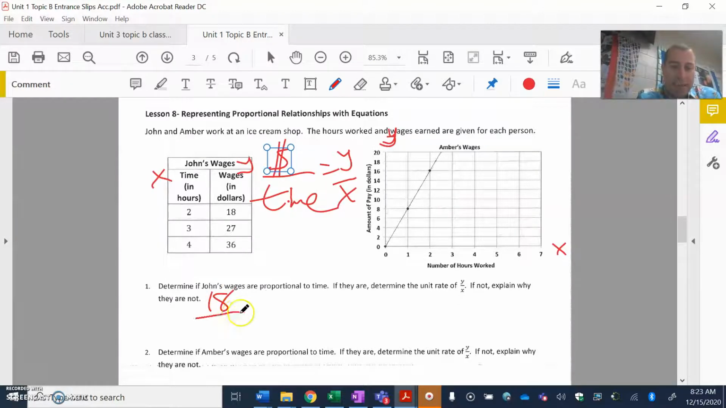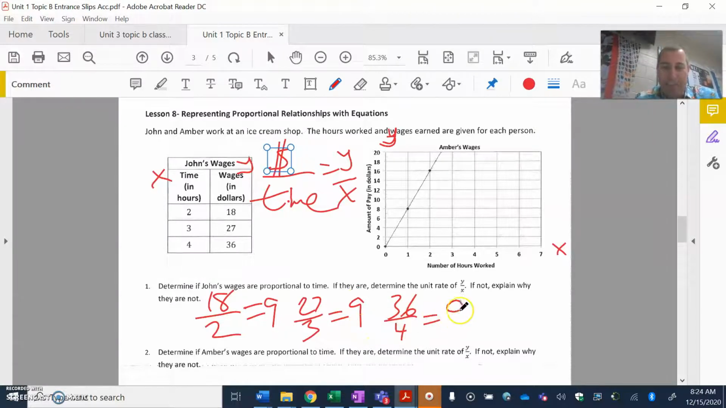So I've got an 18 divided by 2, all right, which is 9. I've got a 27 divided by 3, which is 9. I've got a 36 divided by 4, which is 9. All right, so are they proportional? Yes, they are. Why are they proportional? We've got ourselves a constant. All right, congratulations. We've got a constant that's here for John.